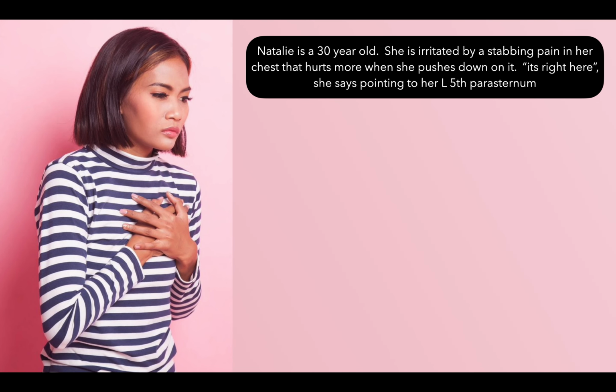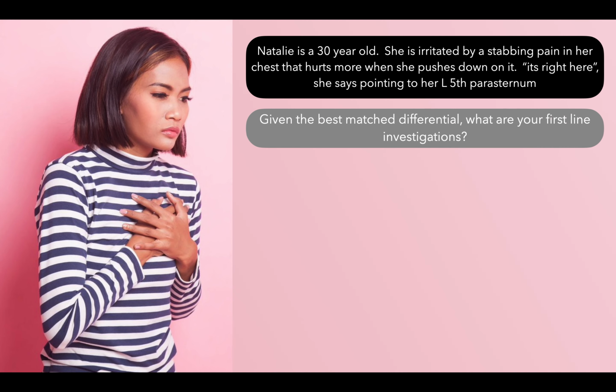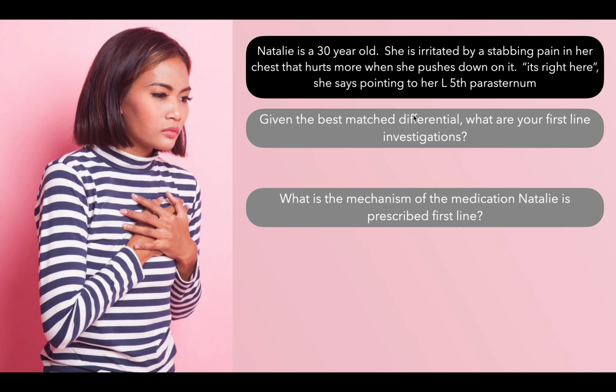Natalie's 30. She's irritated by a stabbing pain in her chest that hurts more when she pushes down on it. It's right here, she says. So it's localized. Now, given the best match differential, what are your first line investigations? Well, this is pointing towards MSK, given that it's a replicable pain. She's young, she's got no history of anything else, and it's a stabbing sort of sensation. So you're going to do a chest x-ray to rule out anything nefarious.